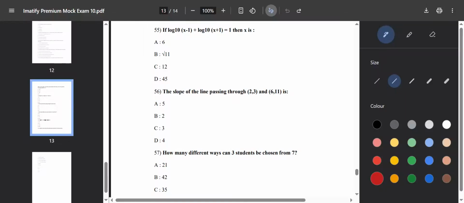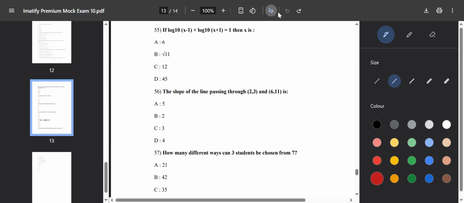So today we are discussing certified premium mock exam 10 maths questions. The first question here is about logarithms. Here we will use the product rule. It says if two quantities, like log a plus log b, are added, we can write it as log a dot b. This is the first step that we need to know.